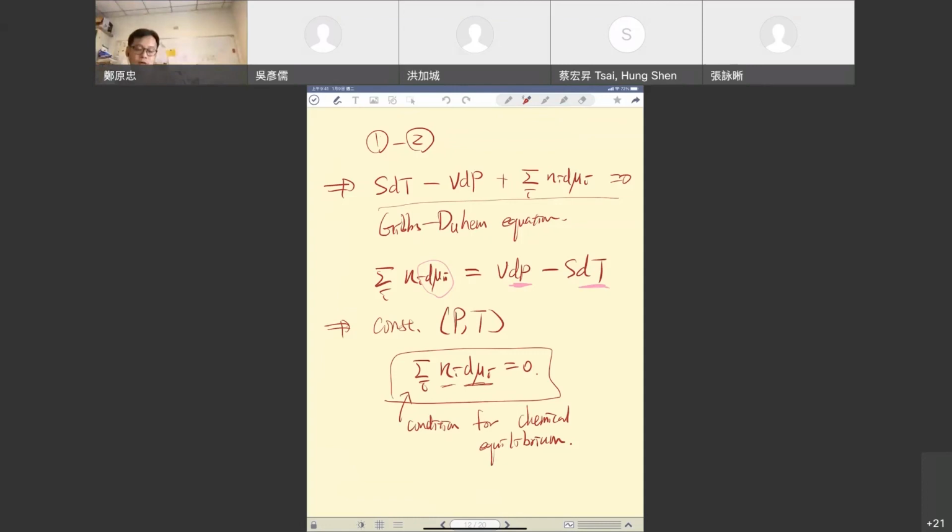Okay, we already covered the absolute form of this, so we don't need to go any further, and this Gibbs-Duhem equation. Okay, so I think we should stop here. Any questions?